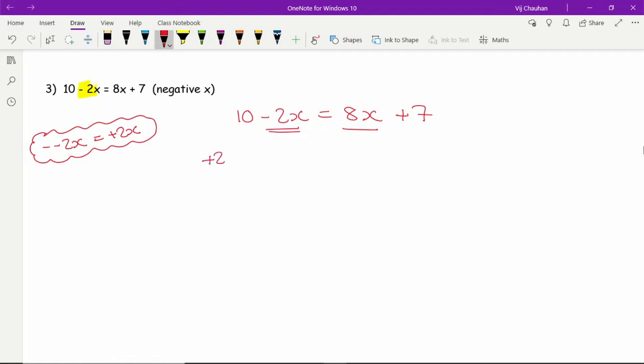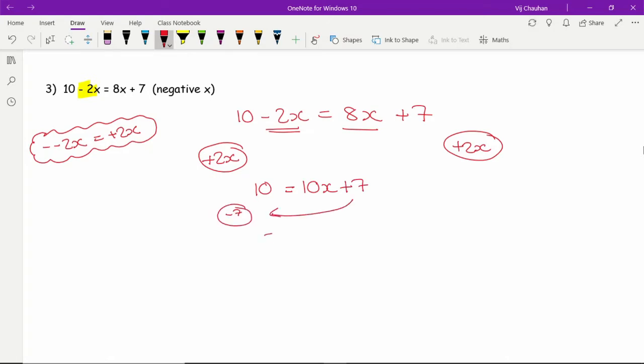How do I get rid of that? I do that by adding 2x to both sides. So we are technically still subtracting, but 2 minuses make a positive, so that's what we need to remember. So looking at the left-hand side, we've got 10, and then minus 2x plus 2x is 0, so it just leaves us that. 8x plus 2x is 10x, and we've got the plus 7. So again, I want to get rid of the plus 7 by minus 7. So I've got 3 equals 10x, then get rid of the 10 by dividing by 10, and so we get 3 over 10 equals x, and there is our final answer.